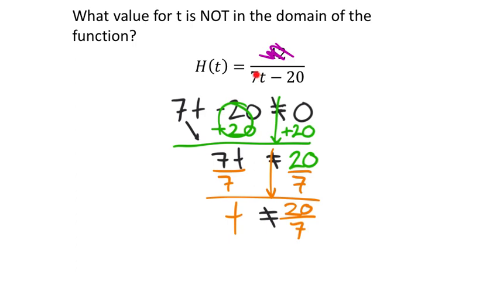So this means if you replace the t with 20/7, you would get 0 in the denominator, and then you'd have an undefined value. So everything else will work. This is the only value that will not work. But remember, this is just a statement. In the future, though, we need to figure out how to do this in interval notation, which I think you've seen.